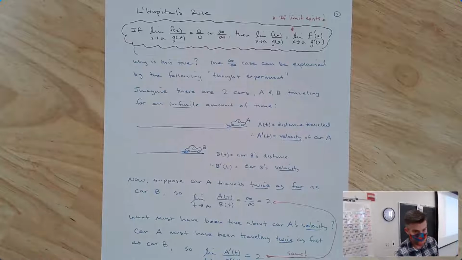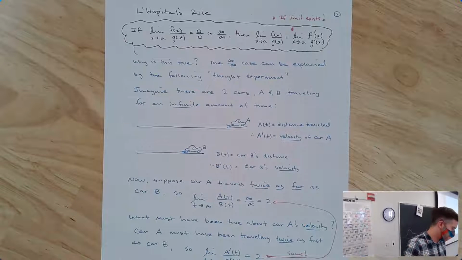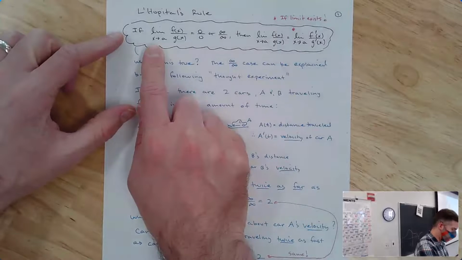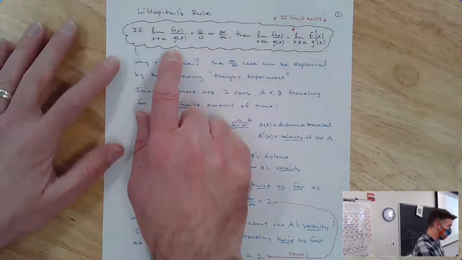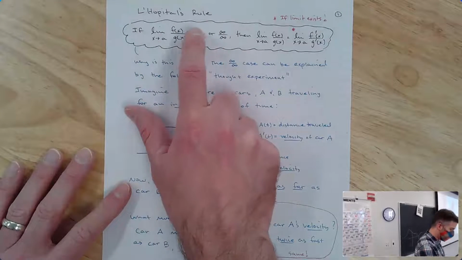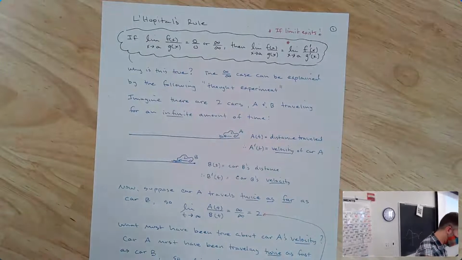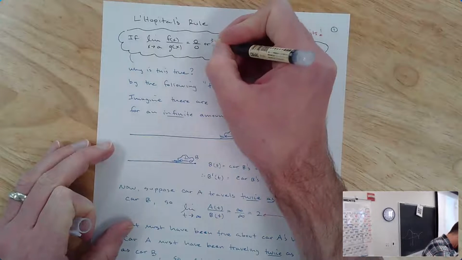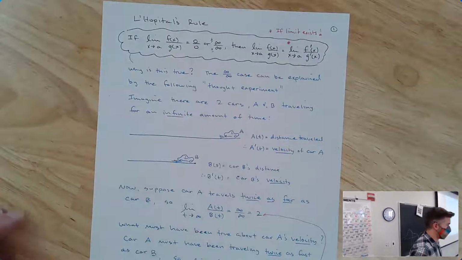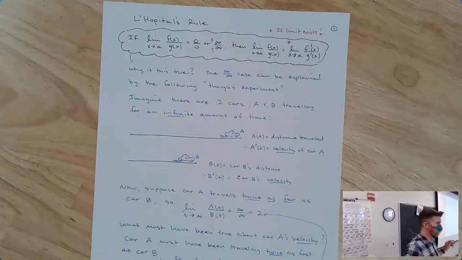Here's the rule. L'Hôpital's rule just says, if the limit as x approaches a of f of x over g of x is either 0 over 0 or infinity over infinity, it can actually be positive or negative infinity on the top or the bottom. Doesn't matter if it's positive on the top, negative on the bottom, or vice versa. They can both be positive, both be negative, or one of each.